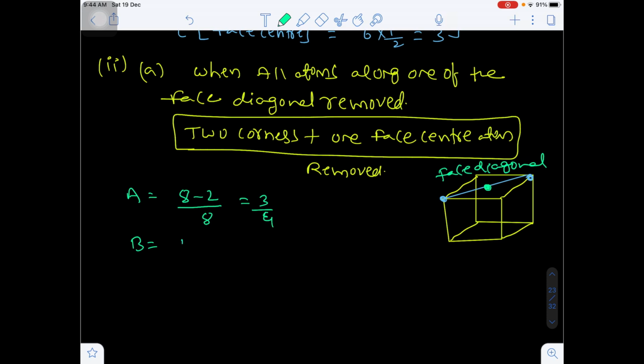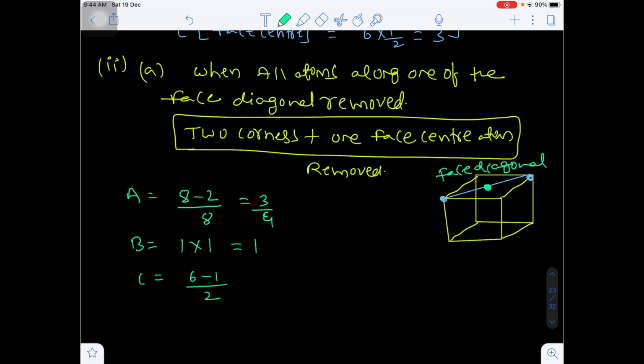Now what about the number of particles B? The number of particles B will be present at the body center. So there is no destruction in the body center. So that will be 1 into 1. Now what is C? The number of particles present at the face center. So out of the 6 faces, one face center is removed here. Into contribution will be 1 by 2.